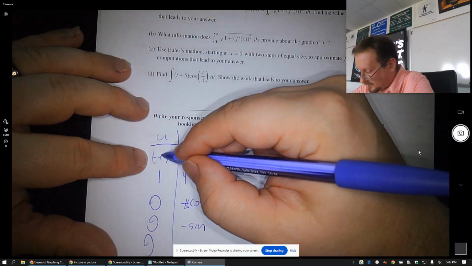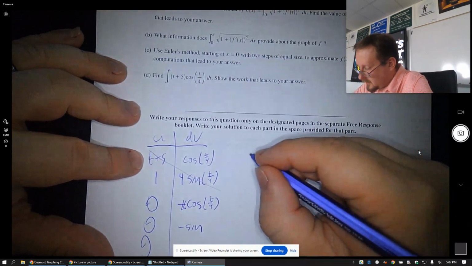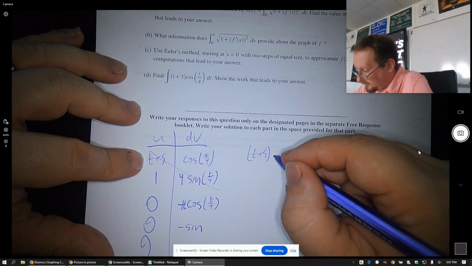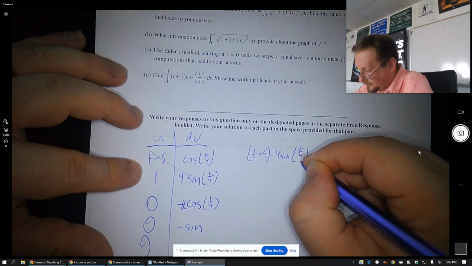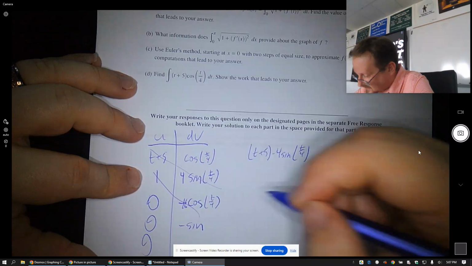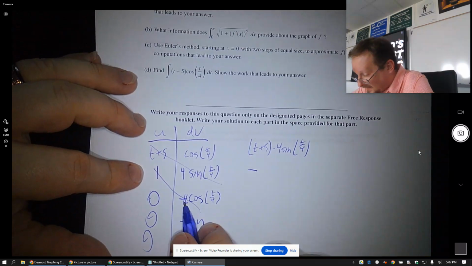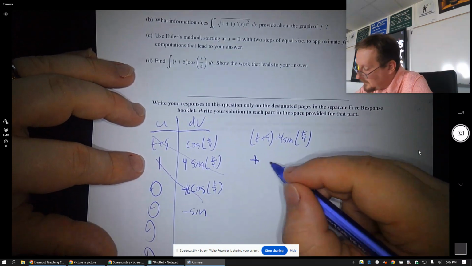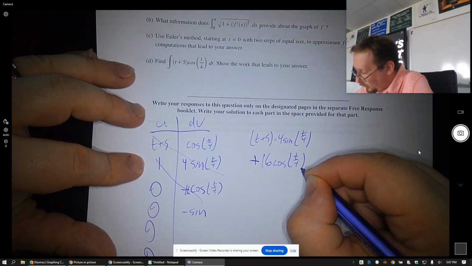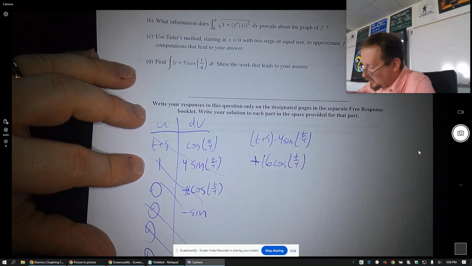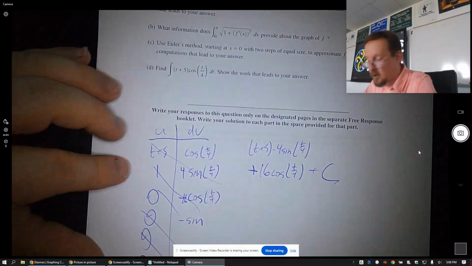Okay, so let's do this. Plus t plus 5 times 4 sine t over 4, minus, the signs alternate. Oh, it's minus a negative. 16 cosine t over 4, 0, 0, 0, 0. That's the end of it. Plus c, because it's an indefinite integral.